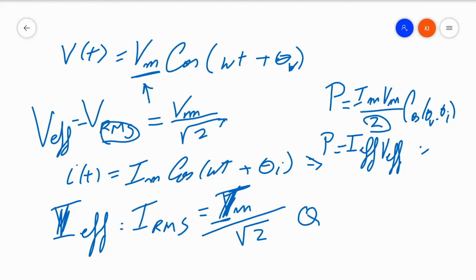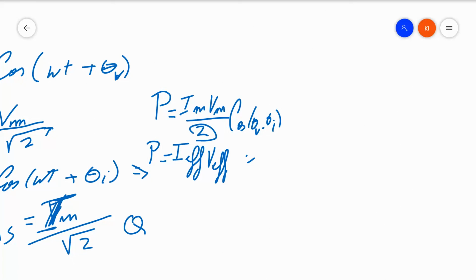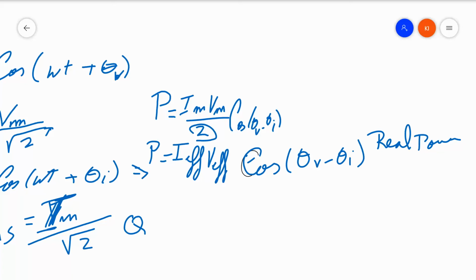All right, let's go ahead and continue with this. And so this would be cosine of theta V minus theta I, and that becomes your real power equation. So as you can see, all I did is replace Vm over square root of 2 with V effective, and Im over square root of 2 with I effective. This is just getting the terminology right, okay?